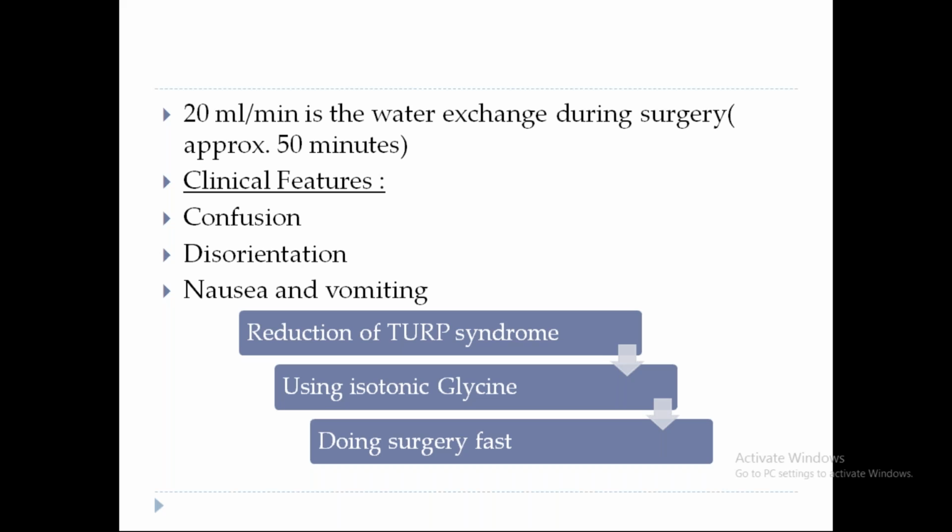So how do you diagnose intraoperatively that TURP syndrome has occurred? Clinical features will be confusion, disorientation, nausea and vomiting. Okay. So how do you reduce this TURP syndrome? You have to use isotonic glycine and you have to do the surgery fast.